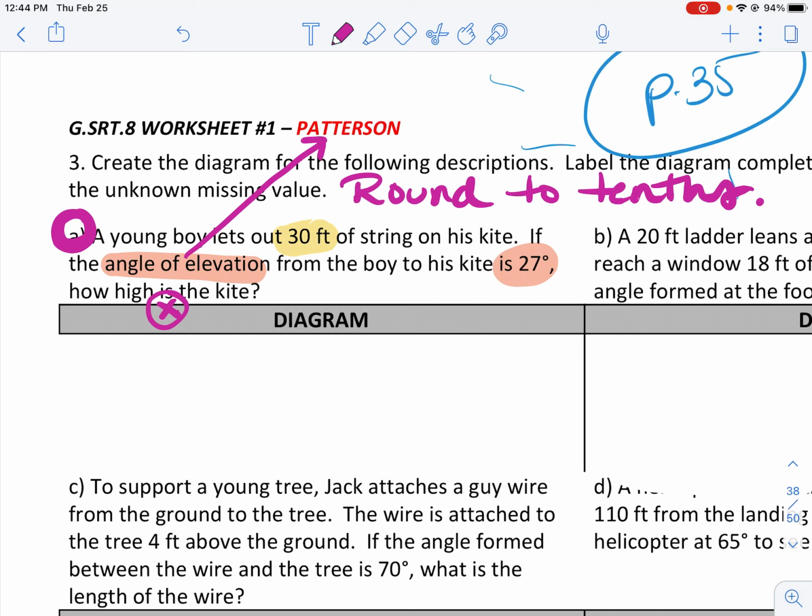We have a kite, so he has some string. So here's our little friend. Okay, his name is Justin Bieber. I don't know if you guys know him. He's a nice friend. I've met him a couple times.